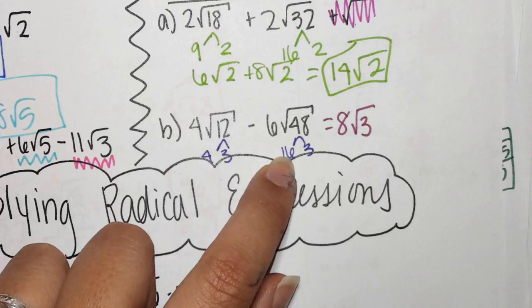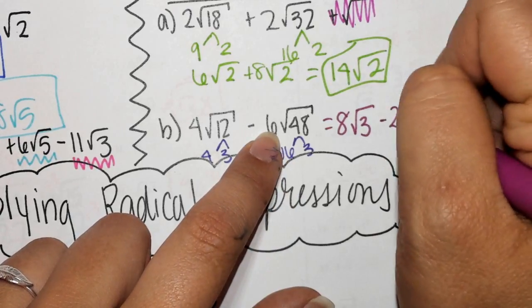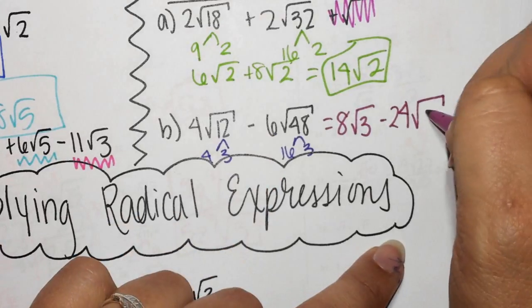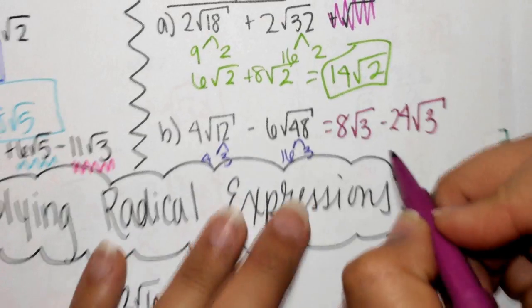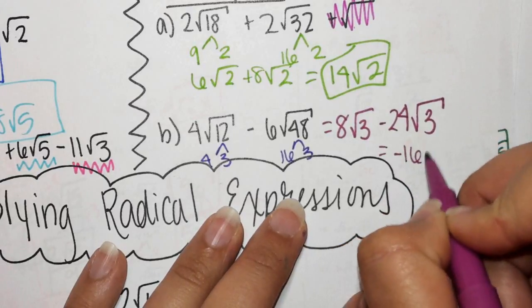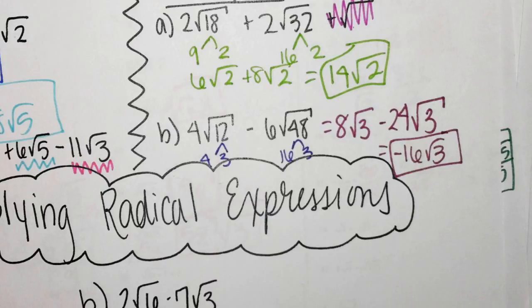Now this one, what's the square root of 16? 4. And what's 4 times 6? 24. And what stays under the radical? 3. Now, can I combine 8 and 24? What's 8 minus 24? Negative 16. Does everybody see where I got that from? Yes.